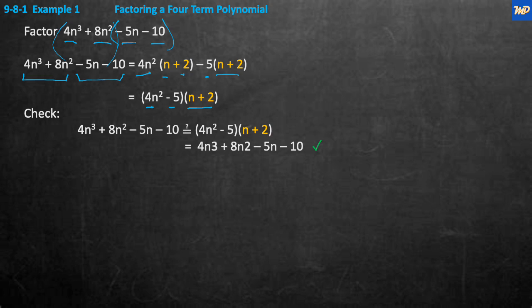Then check it, since they wanted us to check this. Here's where we started. Is that equal to 4n squared minus 5 times n plus 2? Let's take a look. 4n cubed comes from 4n squared times n. We have a plus 8n squared from 4n squared times 2. Then negative 5 times n is negative 5n, and negative 5 times 2 is negative 10. So yes, this checks to be correct.